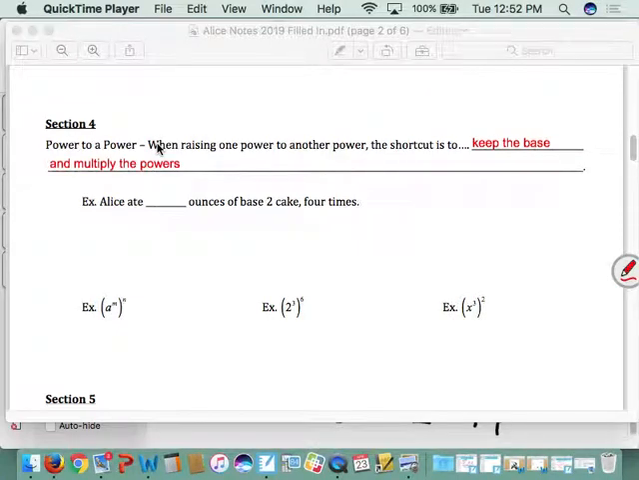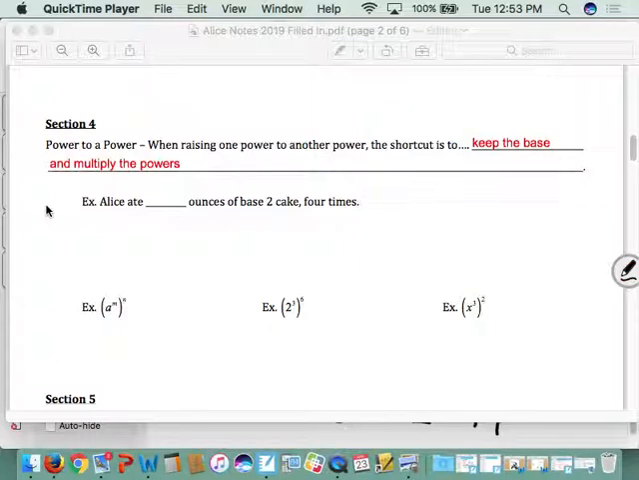All right, so here are the notes for Section 4 and Section 5. Section 4 is power to a power. When raising one power to another, the shortcut is to keep the base and multiply the powers. Keep the base and multiply the powers. The example comes from the activity in the book, page 433.